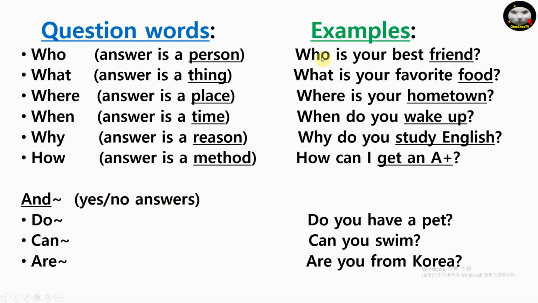Let's look at some examples. Who is your best friend? Friend will be the answer. What is your favorite food? A food will be your answer. Where is your hometown? When do you wake up? Why do you study English? How can I get an A+? And for yes or no answers, do you have a pet? Can you swim? Are you from Korea?